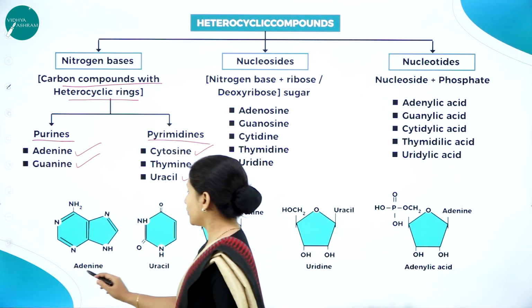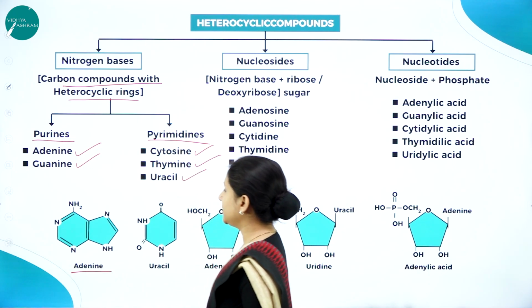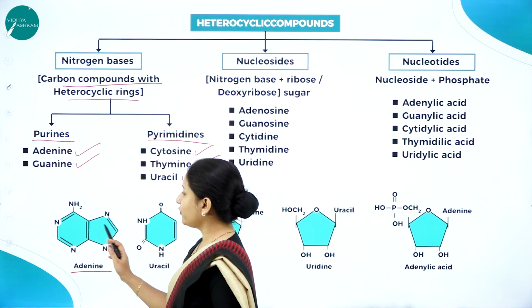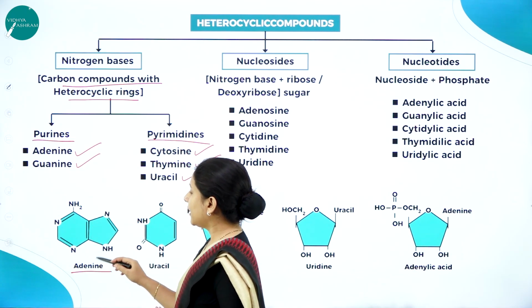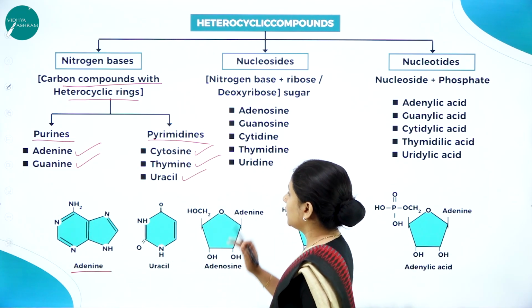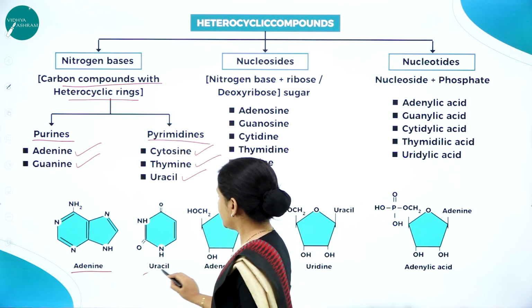Now this is the structure of adenine. This is the best example wherein we can say it is made up of two heterocyclic rings and they have the carbon compounds, and this is the structure of the adenine. Now this is the structure of uracil.